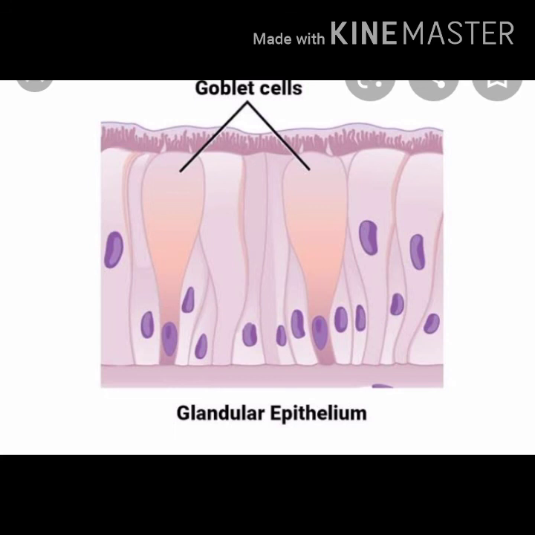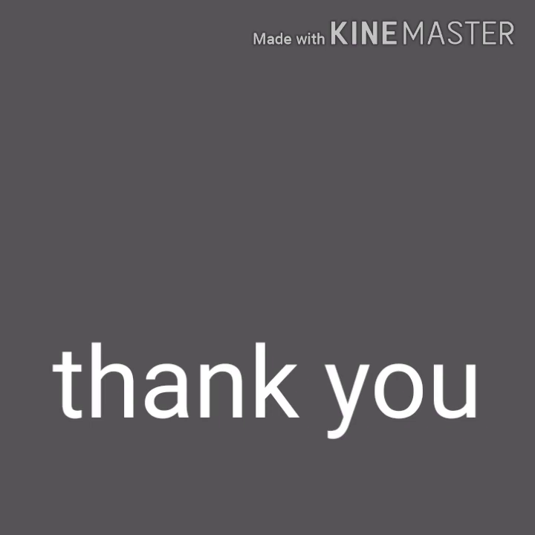You have to write the name, and then its location and its function. That's it. Note the name of the epithelium, where it is present, what its location is, and what its function is. What about the cells? What type of cells are there? These are the points that you have to note.